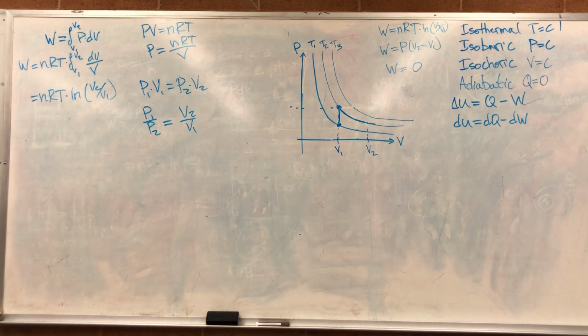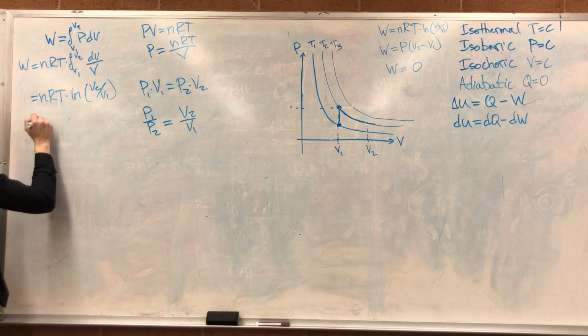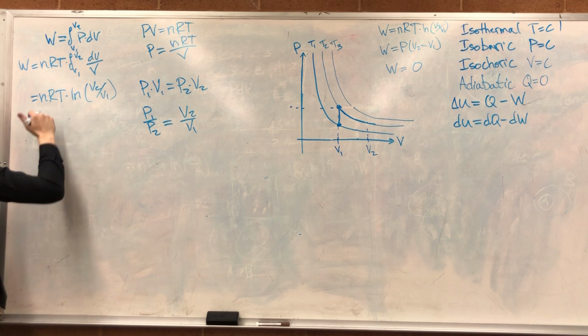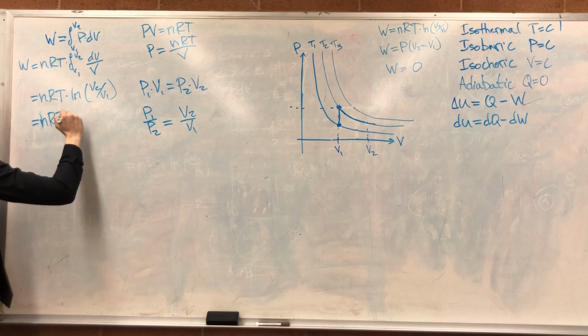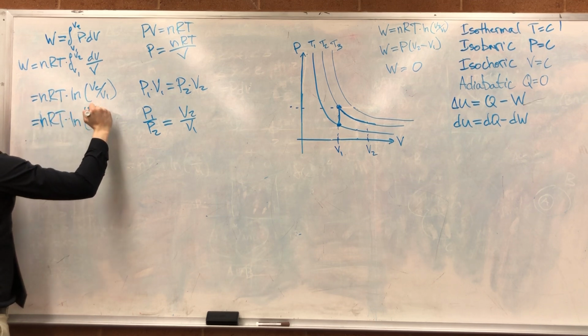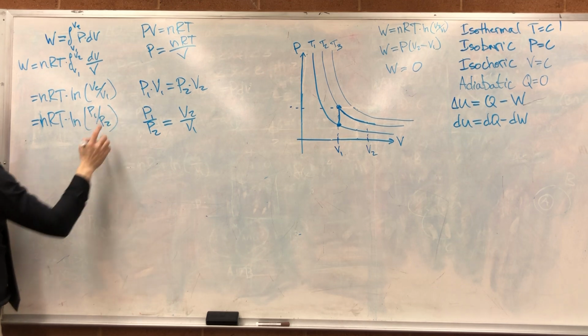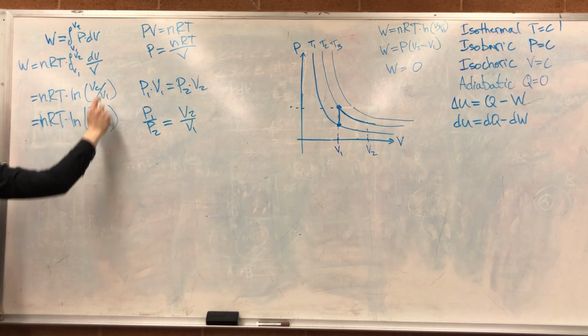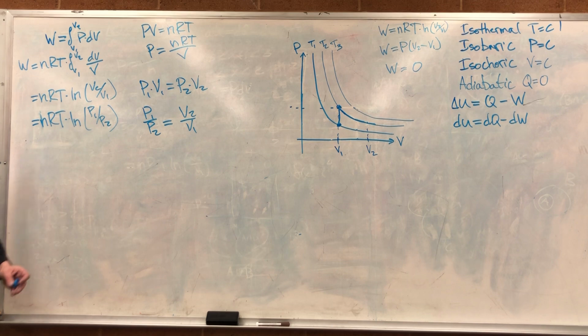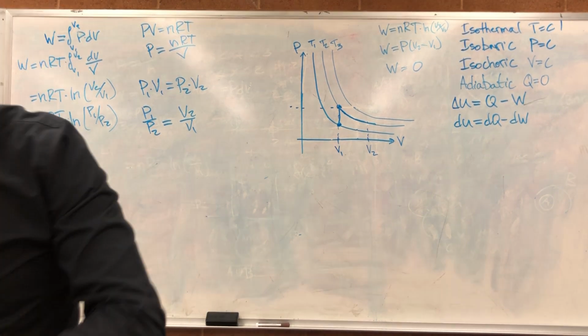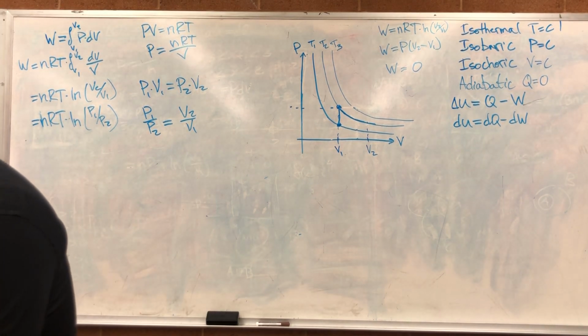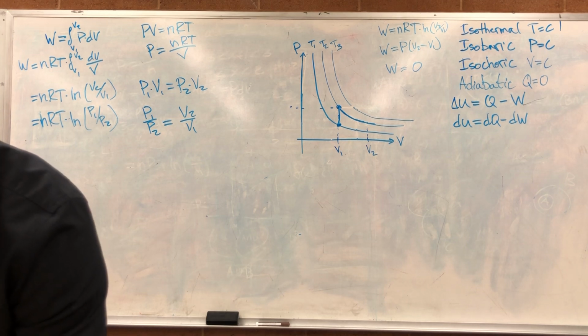And so another way that we can write this exact equation is nRT times the natural log now of P1 over P2. It flips, because that's the same number. So it could be useful to have it that way. Maybe not.